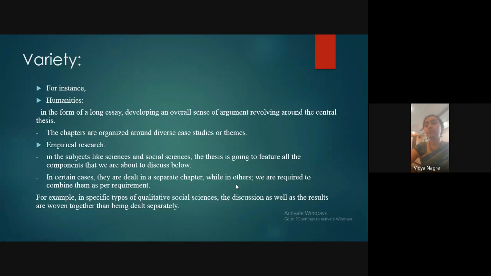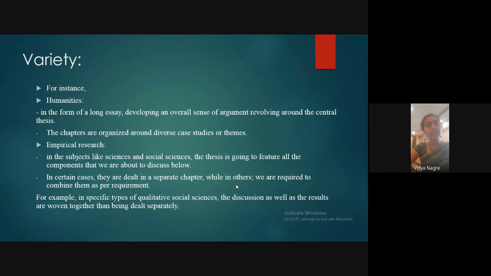Now, there are various techniques, various types of doing research. For example, in humanities, the research writing is in the form of a long essay, developing an overall sense of argument revolving around the central thesis. The chapters are organized around diverse case studies and themes. Whereas empirical research reinvestigates facts, historical facts basically, or something that is already in existence, and you just reinvestigate that fact or add something to it.